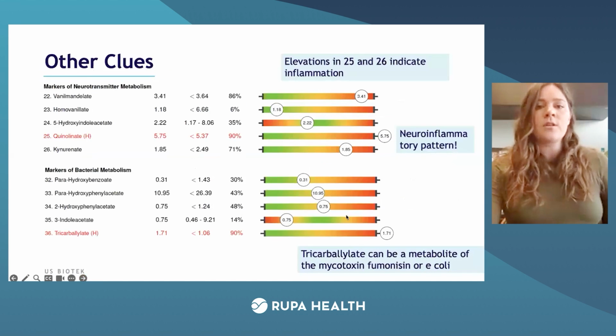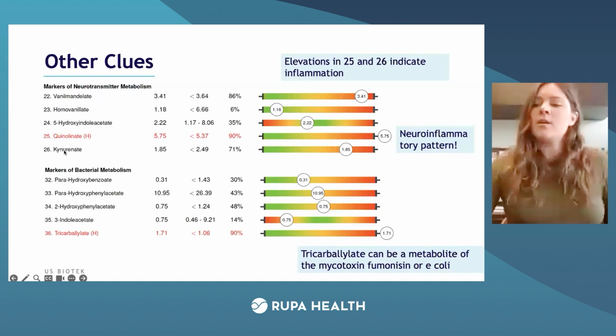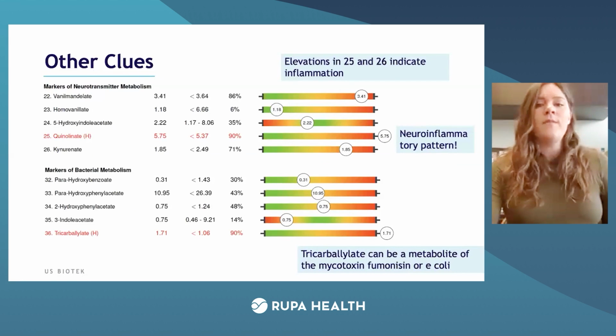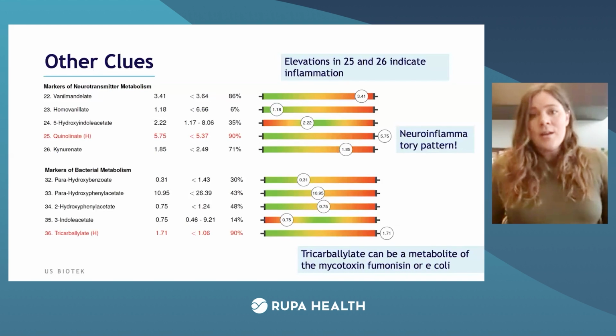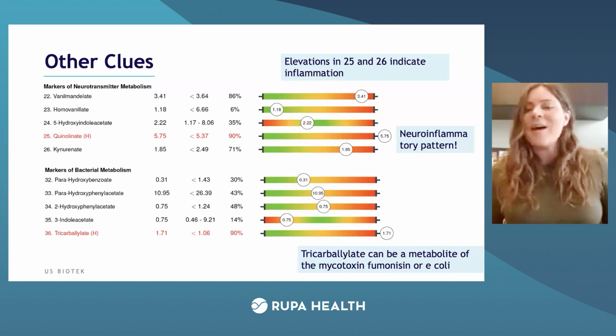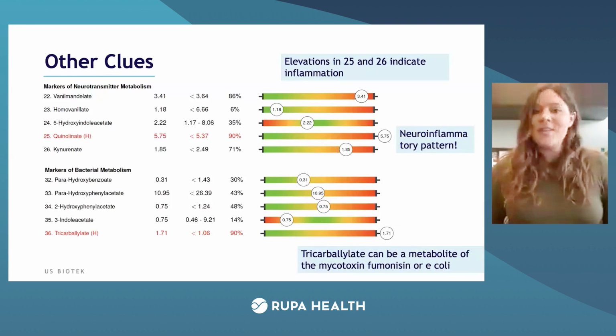We also saw other things in our test that were really helpful. So 25 and 26, these two are both inflammatory modulators. And so when they're elevated, we know there's a lot of inflammation going on. Especially with quinolinate being elevated above kynurenate, that's neuroinflammation. That explains her migraines and the anxiety.